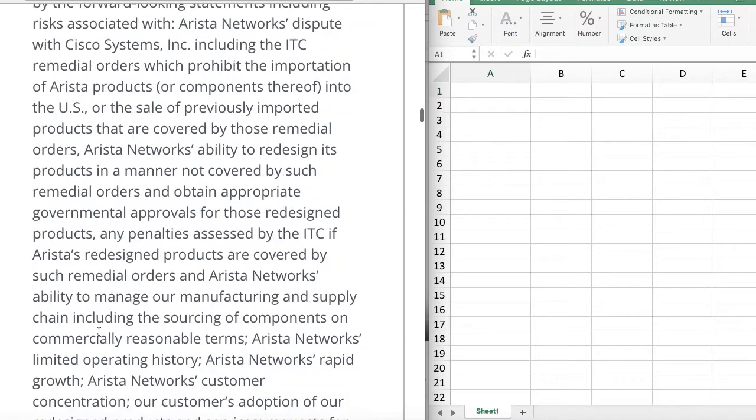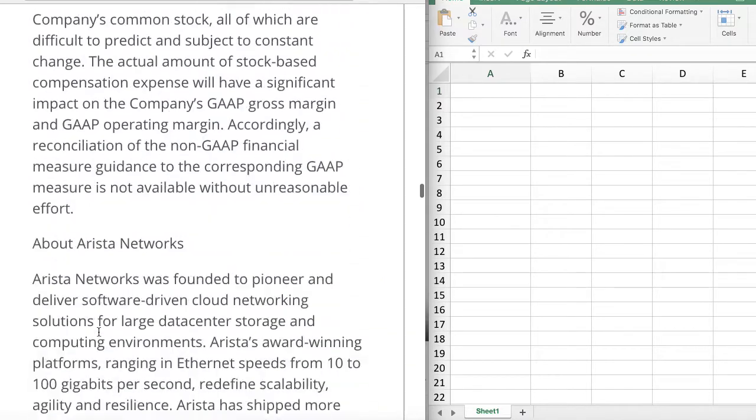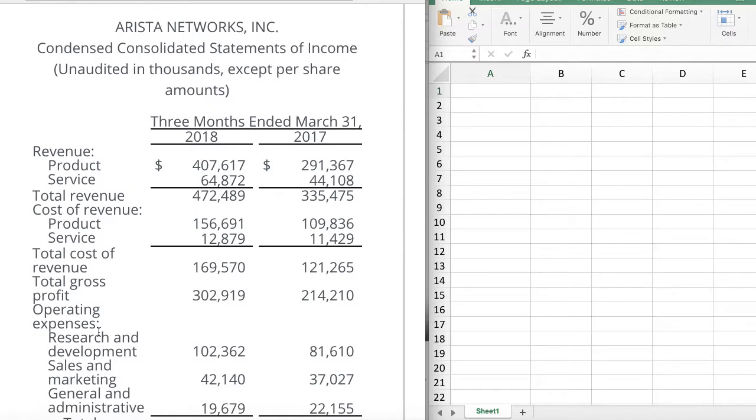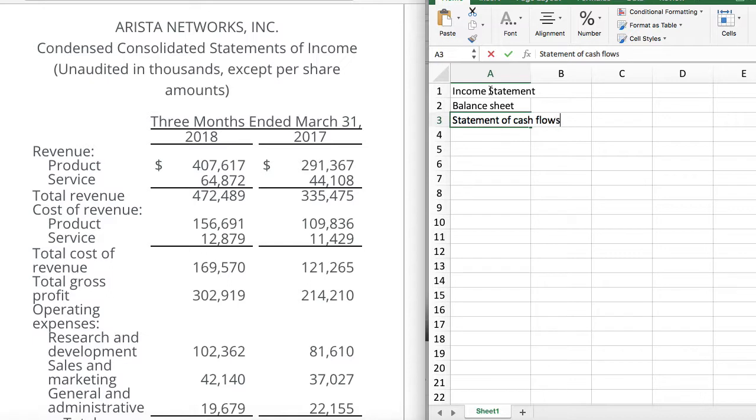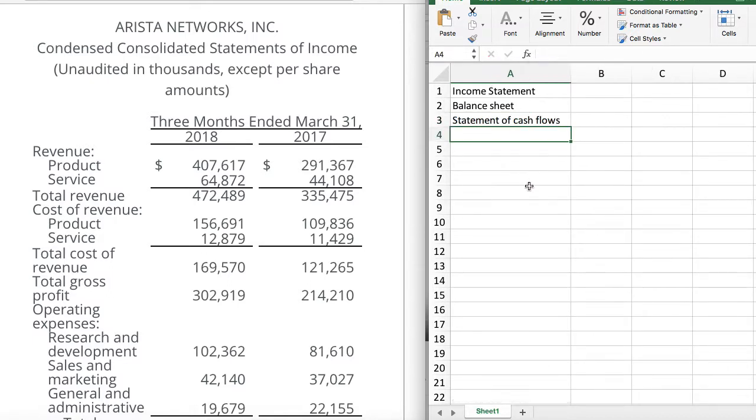But we're going to scroll all the way to the bottom, and you'll see that they include some financial statements. There are three financial statements, as you might have picked up if you read the website already: the income statement, the balance sheet, and the cash flow statement. So we have the income statement, balance sheet, and statement of cash flows. These are the three statements that you're going to look at as investors, and let's get right into it.